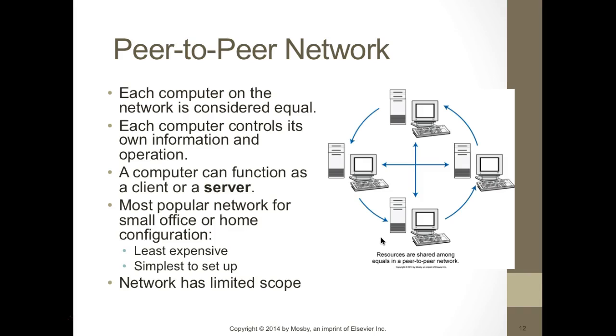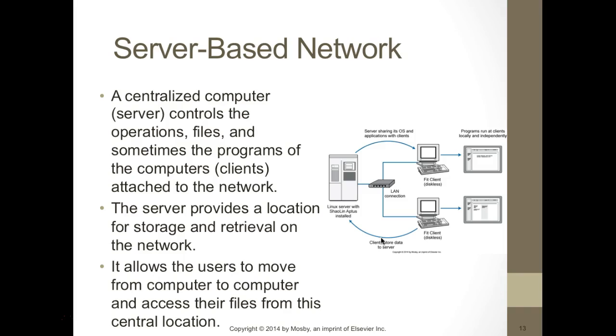In a peer-to-peer network, each computer on the network is considered equal. It controls its own information and operation, and a computer can function as a client or a server. It's the most popular network for small offices or home configurations, as it's less expensive and simple to set up. This is what we have in our house.